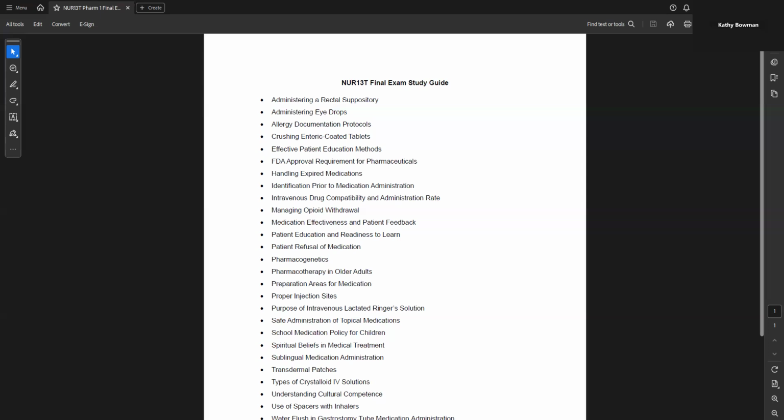IV drug compatibility and administration rate. Every time you infuse IV, you need to be very careful with compatibility. So you need to verify compatibility with IV fluids. So you always need to check the drug if it's compatible with the IV fluid that's being run. Okay. So let's say I'm going to infuse amoxicillin IV piggyback on a D5 water. You want to make sure it's compatible.